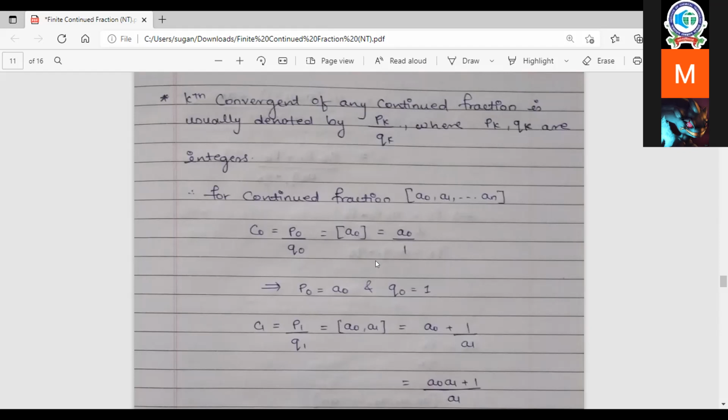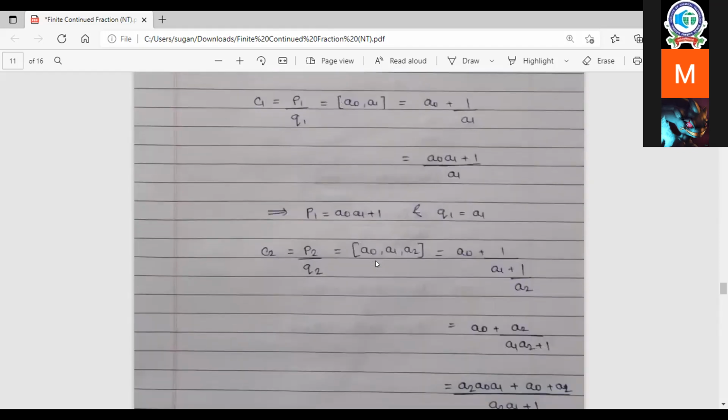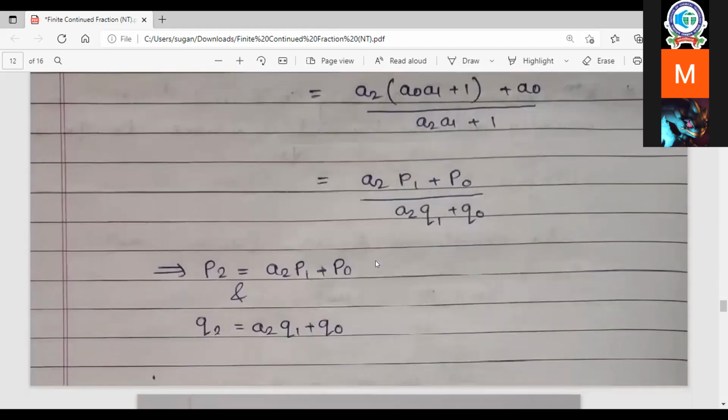So sir, what is now the P1 value? P1 is equal to A1 into P0 plus 1. Yes. So now go to the P2 value, and again go to the P2 value one more time so that it will be clear. P2 is equal to A2 into P1 plus P0, and Q2 is equal to A2 into Q1 plus Q0.